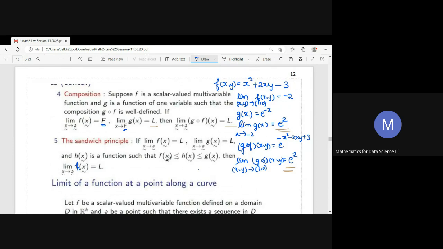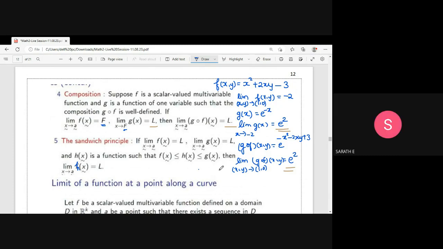So f of x, whatever function it is here, should be less than or equal to this function, and this is less than or equal to this function. Each of them is a function, and for any given values of x and y, they all should satisfy that the values are less than or equal to the other values.